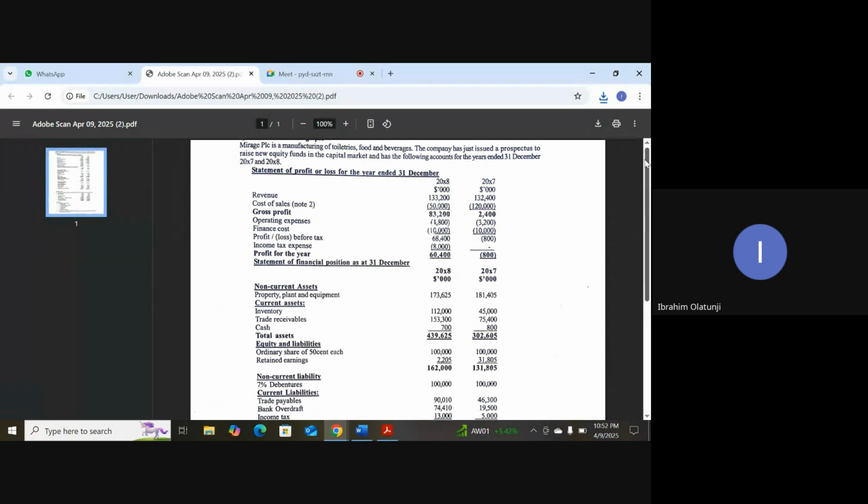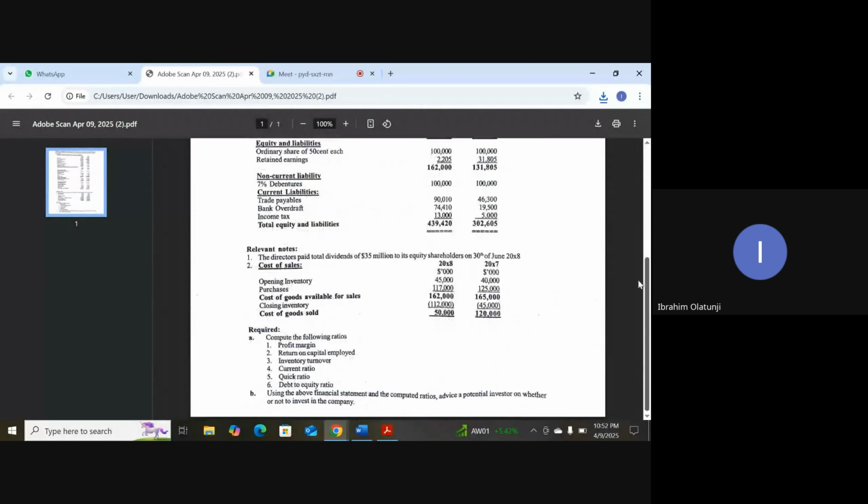So let's look at the requirements. You can see that the examiner doesn't want us to stress. Compute the following ratios: profit margin, return on capital employed, inventory turnover, current ratio, quick ratio. Among all these, which ones have we discussed? We've discussed profit margin, right? We've discussed return on capital employed, current ratio, and we also discussed quick ratio.